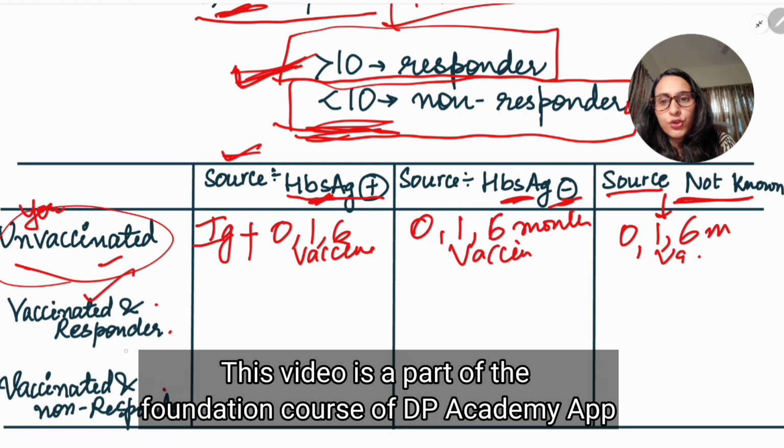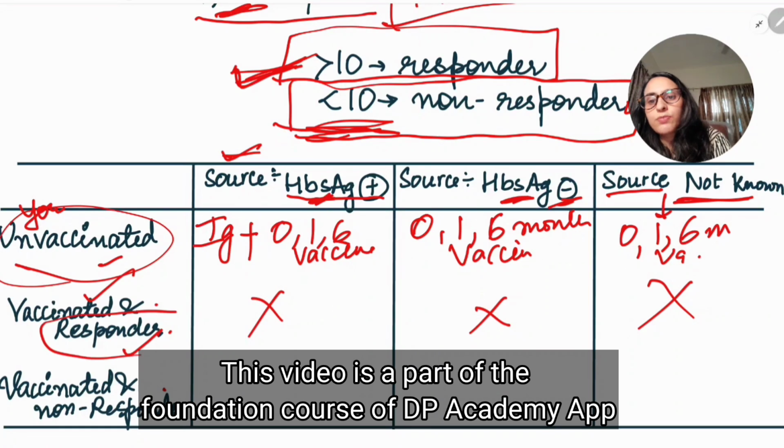See, if you are vaccinated, you are a responder. That means antibody has developed. So you need not do anything whether the source has surface antigen or not, or if the source is unknown, because you are a responder and your antibody titer comes more than 10. You're vaccinated and you have antibodies in your system, so you need not do anything.